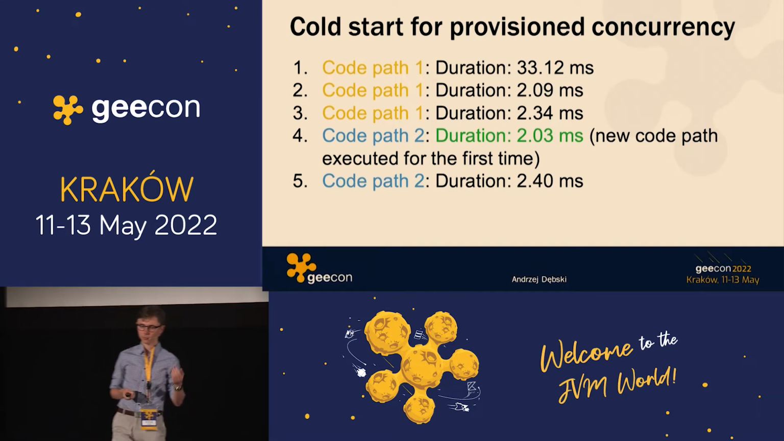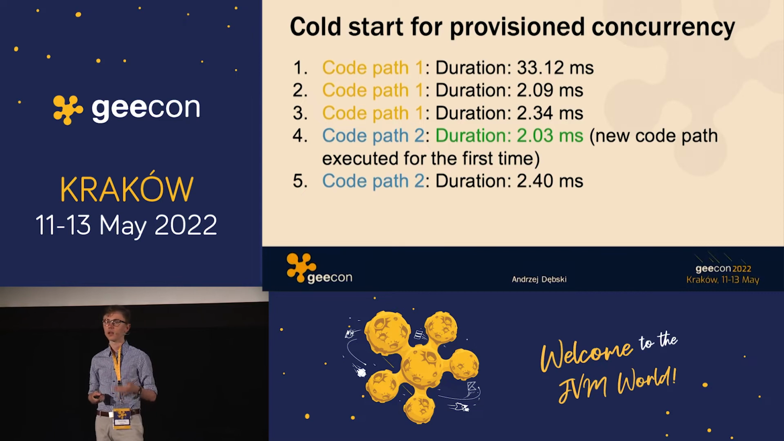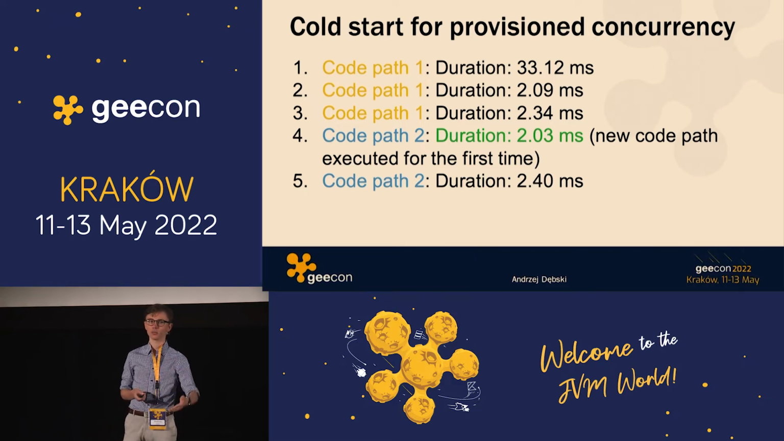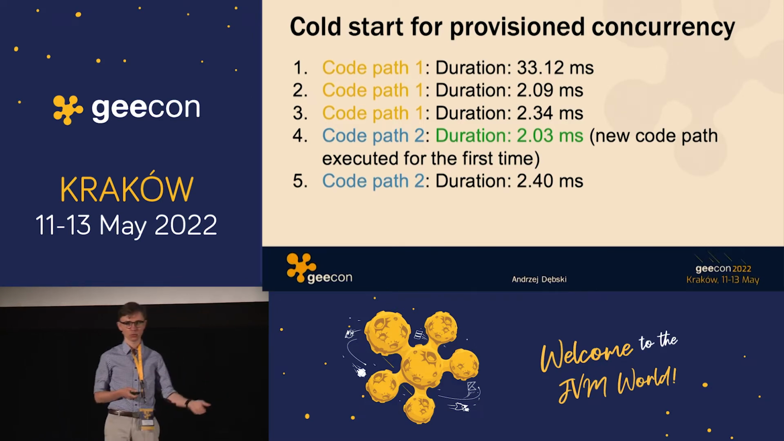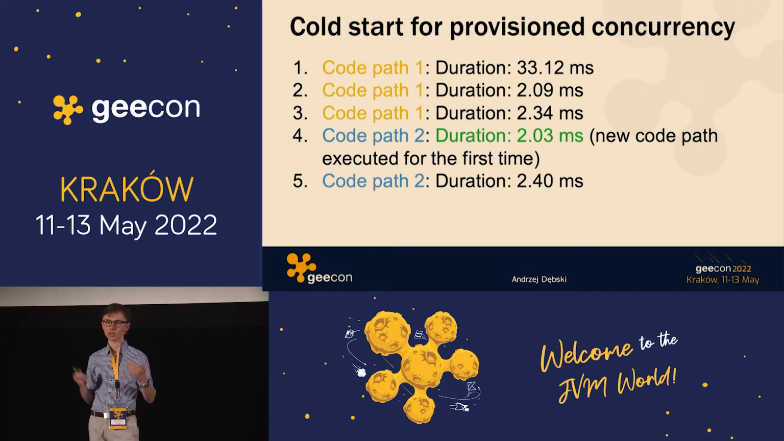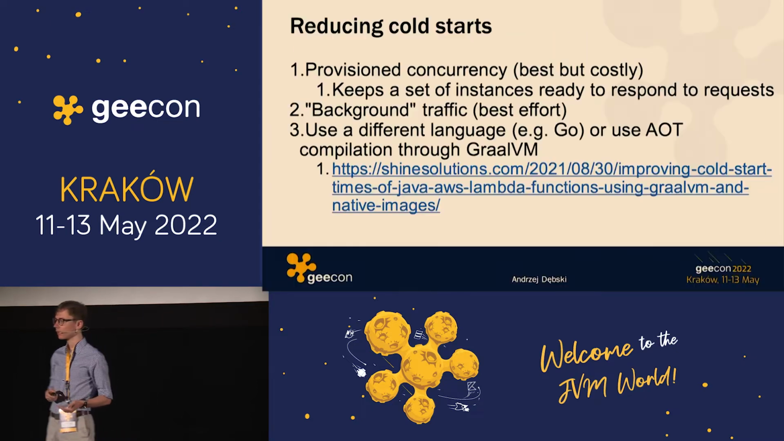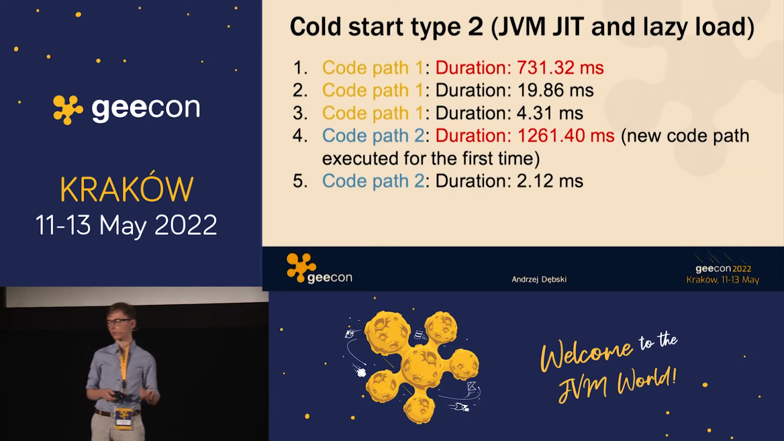Now, the first request to code path 2. Again, it's at the level of 2 milliseconds. That's because we've already executed code path 2 and 1 in the function constructor. So the JVM already loaded the code and can execute it much faster than in the previous example.